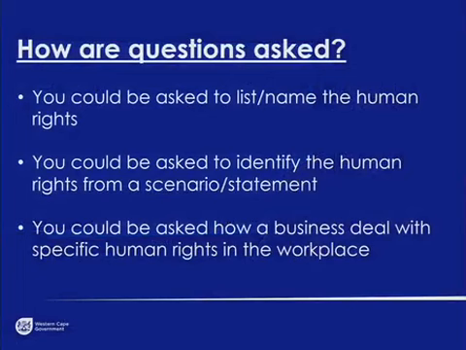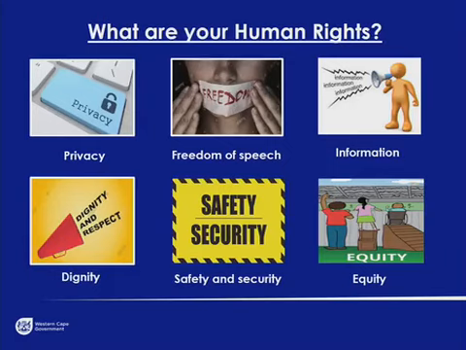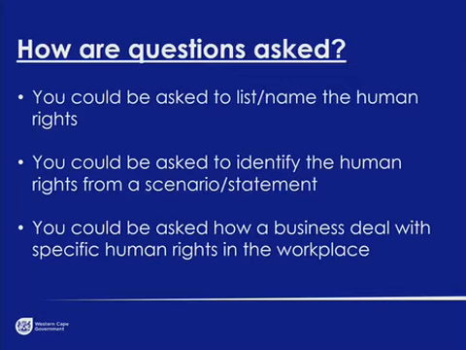So firstly, you could just be asked to list or name the different human rights, in which case you will just have to list these human rights. So you just write the word privacy, freedom of speech, information, dignity, safety and security, and equity. So when they ask you to just list it, look at the question, because the question will be specific. It will say list 1 or list 2 or list 3 or list 6, and then you just need to list those many human rights. So it's just writing it down. You're not going to explain anything. Just read the question carefully to make sure that you understand that, do I need to list 1 or 2 or 3, because the mark allocation will also guide you there.